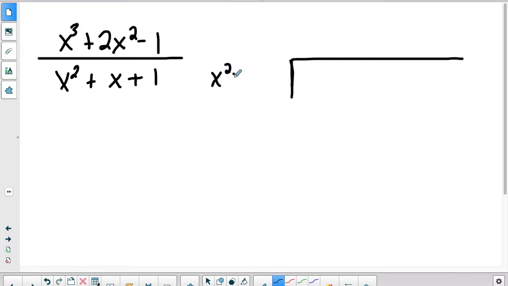On the outside we get x squared plus x plus 1. Inside we're going to get x cubed plus 2x squared minus 1. We're going to keep doing this long division until the degree of whatever's in here is less than the degree of the denominator, so 2. Now, we do have to include all the missing terms, and there's one: plus 0x, minus 1.